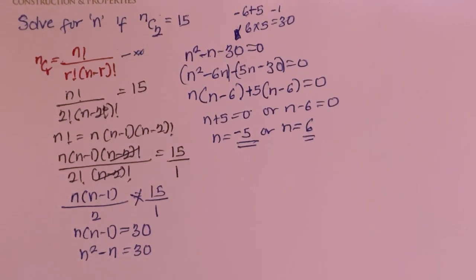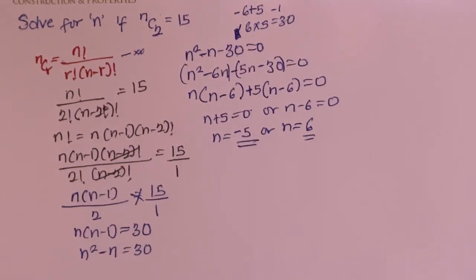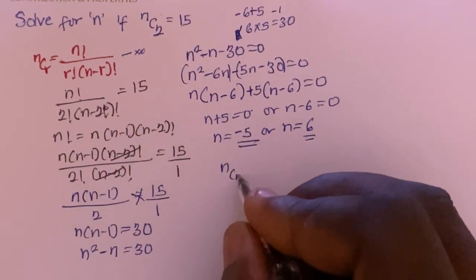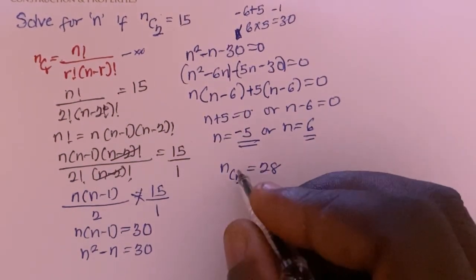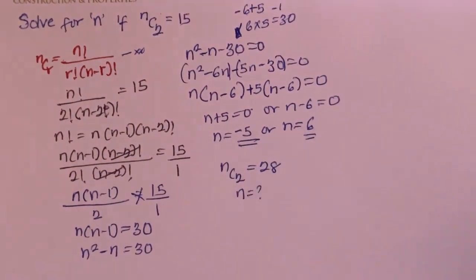You guys should go ahead and solve. I'm going to give you a question that you're going to solve. Make sure you drop your answer in the comment box below. Let's say you are asked to find n combination 2 equals 28. You are given n combination 2 equals 28, and you are asked to find the value of n. So go ahead and solve this question.